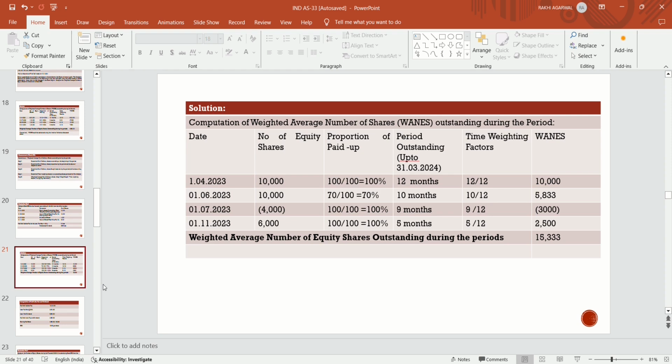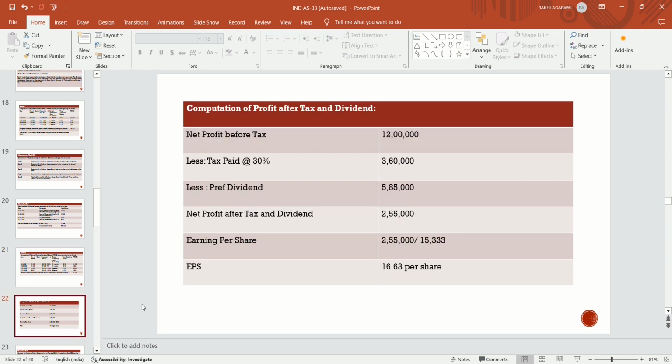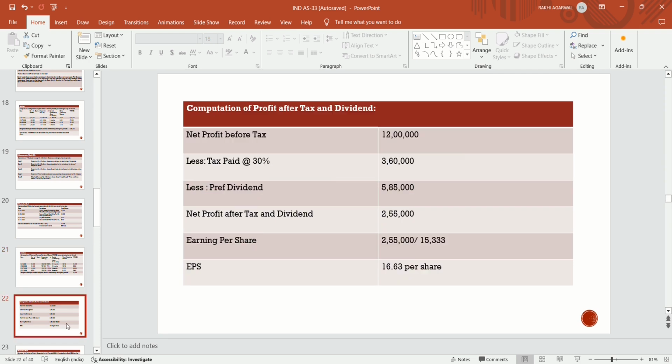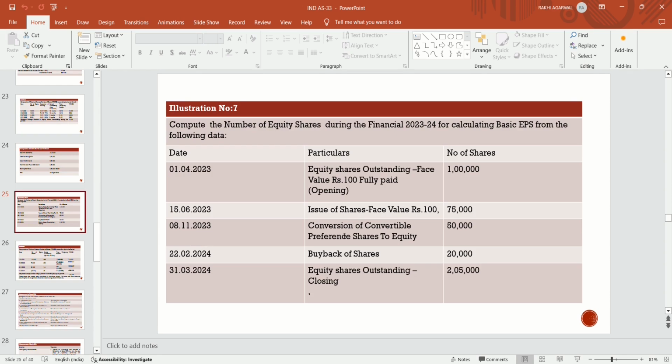So the total weighted average number of equity shares outstanding during the period is 10,000 plus 5,833 minus 3,000 plus 2,500. So it becomes 15,333. After calculating the weighted average number of shares, that is 15,333, 255 is to be divided by 15,333. So EPS becomes 16.63 per share. Now illustration number 7.